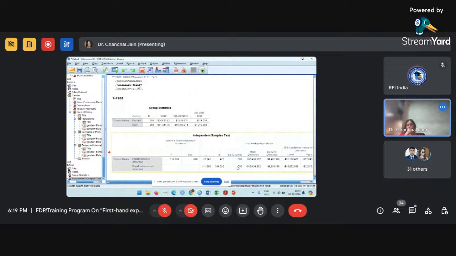Yes, ma'am. Now you can see further, if I see the mean difference, which is minus 15.409, right? So I can say, who is drawing more salary or more mean salary, male or female?